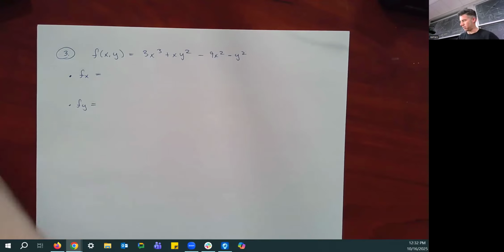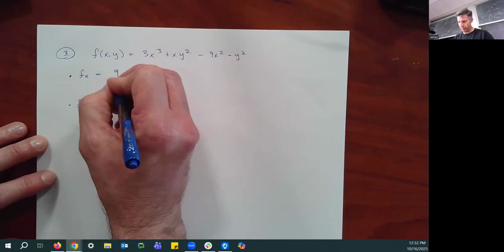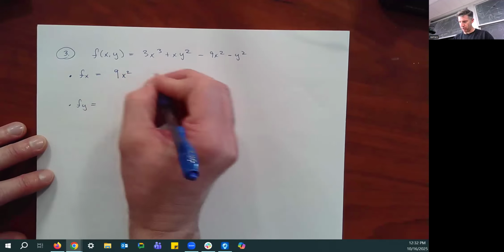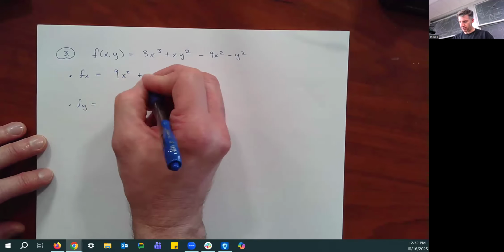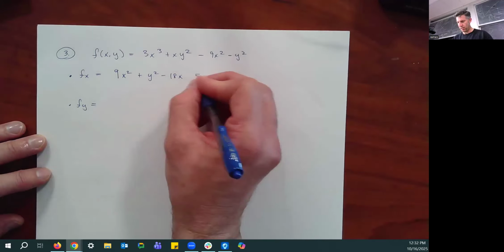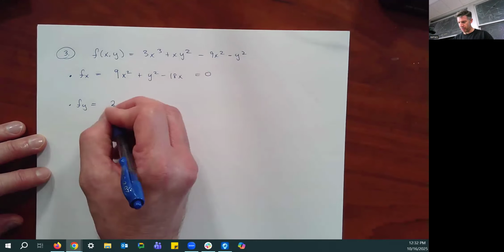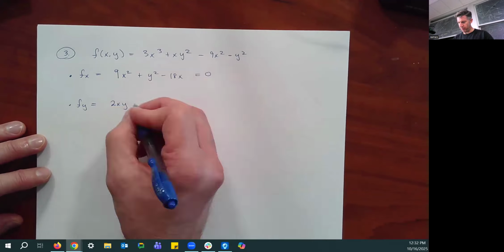Let's take a look here. I will tell you this one, finding the critical points is a little bit harder. My fx is 9x squared plus y squared minus 18x. Ooh, that looks gnarly. And my fy is 2xy minus 2y.